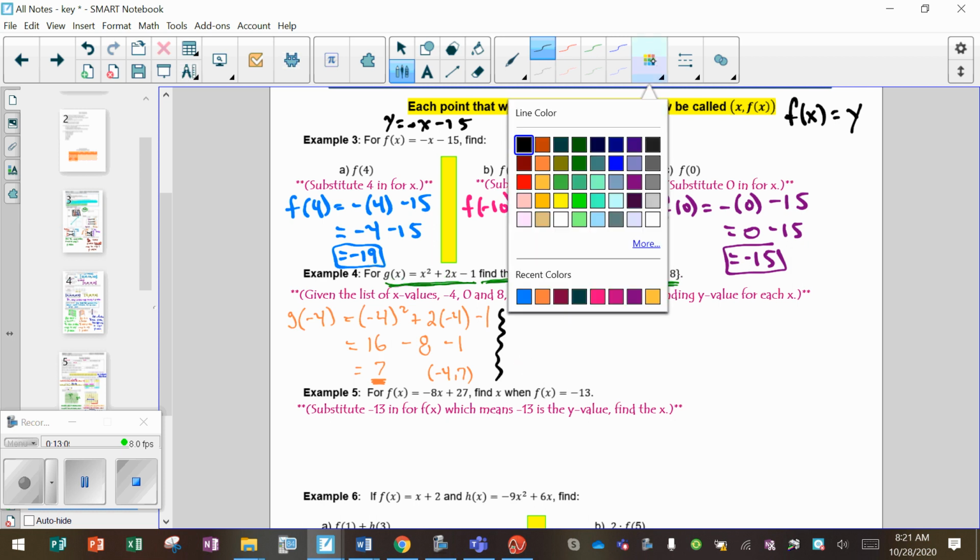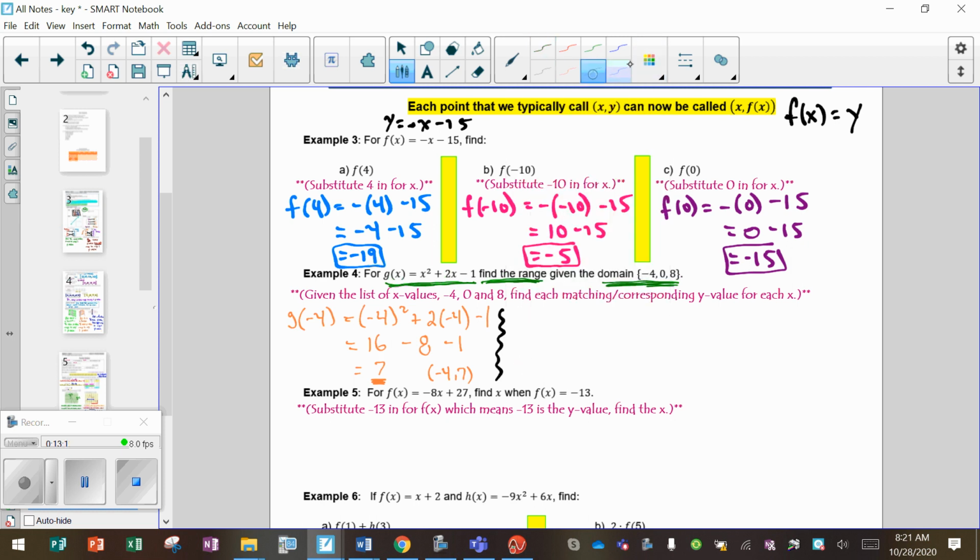Next number. We are supposed to plug in 0. So let's plug in 0 and see what we get. So we do g of 0. That means we have 0 squared plus 2 times 0 minus 1. 0 squared is 0. 2 times 0 is 0. 0 minus 1 is negative 1. That would give us the coordinate point when x is 0, y is negative 1.